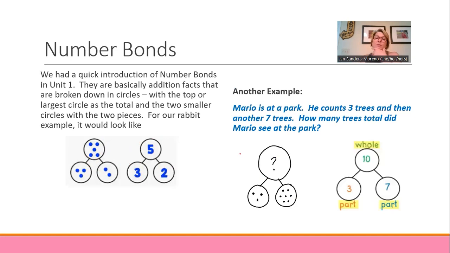So in this example, it says Mario is at a park. He counts 3 trees and then another 7 trees. How many trees total did Mario see at the park? Now, obviously, we could solve this problem with the linking cubes. We could solve it with a picture model. This is kind of that next piece of trying to get to an equation. And so here we could count our 3, we could count our 7, and then we're asking how many is that total. So again, this is kind of like our picture model. Here it is now in number form.